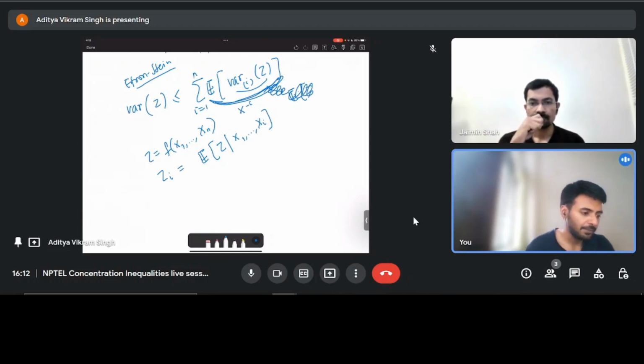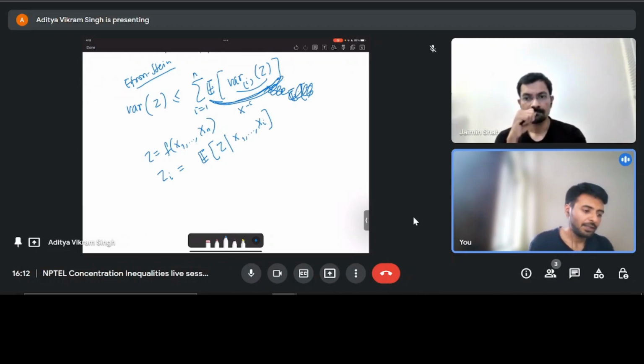Just fix all of them, measure the variance with respect to the remaining one, and then again fix all of them again, and take the average. So that is this quantity, and then do it for all the variables. So that is Efron-Stein basically. And if x1 to xn are independent, this thing holds.